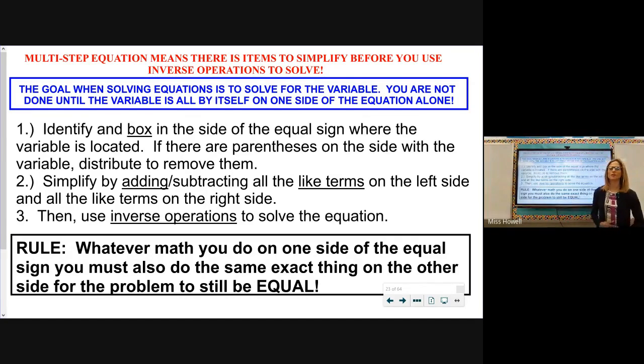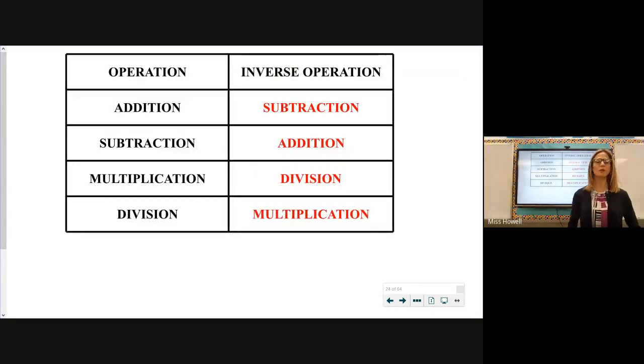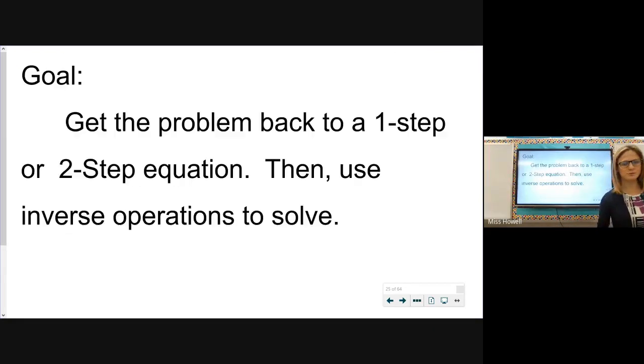All right, your inverse operations for today have not changed. What's originally presented as addition will require subtraction to remove. What's originally presented as subtraction will require an addition as an inverse operation. If the original has multiplication, it will require a division to help us solve. And if the original is a division, it will require a multiplication. The only thing that is new today is I need to try to get the problem back to a one-step equation or a two-step equation by simplifying first. So let's look at some examples.